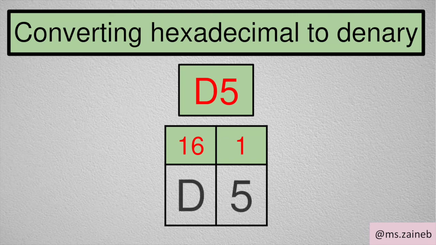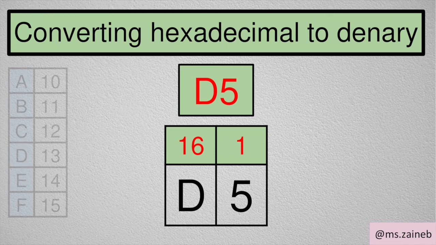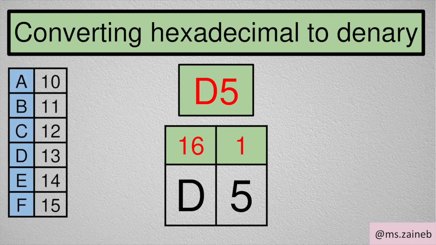Okay, so you put your D and your 5 in there. The D goes under 16 and the 5 goes under 1. Okay, you have to make sure that you don't get those mixed up, and you always do 1 on the right hand side and 16 on the left hand side. Okay, so let's put our A, B, C, D, E, F on the left hand side to refer to if we need it.